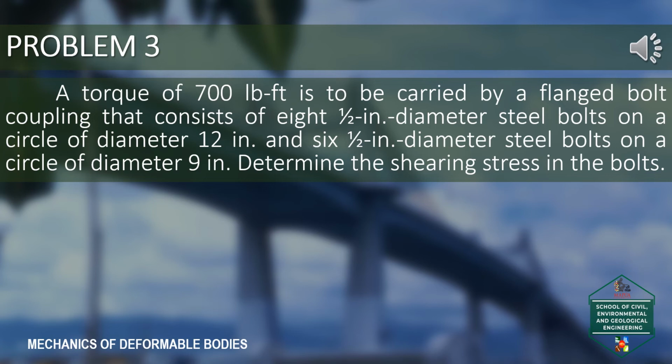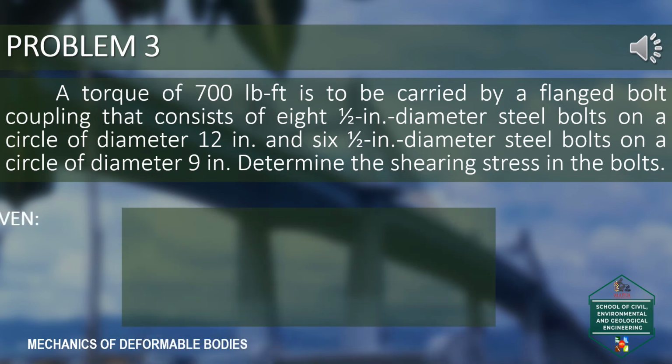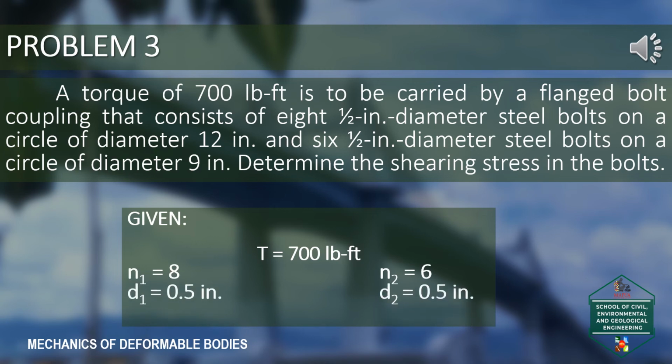So for the first step, we need to write all the given data and determine what is needed. The values we have are torque equals 700 pound-feet, N1 equals 8, N2 equals 6, D1 and D2 equals 0.5 inches, R1 equals 6 inches, and R2 equals 4.5 inches. For this problem, we have two concentric circles of bolts and the requirement is to find the shear stress in the bolts.